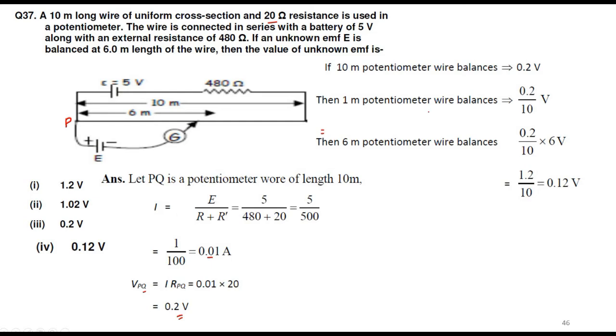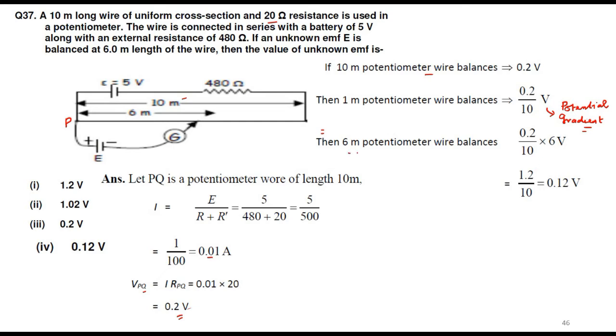If 10 meter potentiometer wire balances 0.2 volt, so the total length is 10 meter. What is the PD? 0.2 volt. So for 10 meter it is 0.2 volt. So for 1 meter it is 0.2 by 10. So this in fact is potential per unit length. If you want, you can call this potential gradient. That means potential drop of the potentiometer wire per unit length of it.